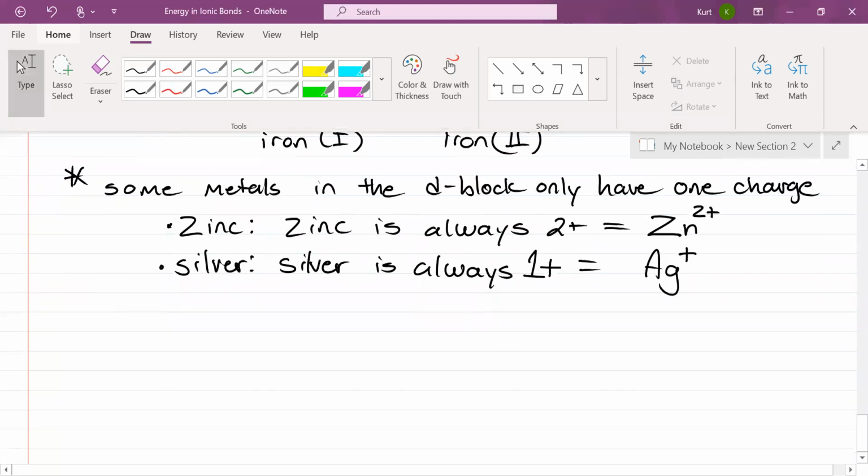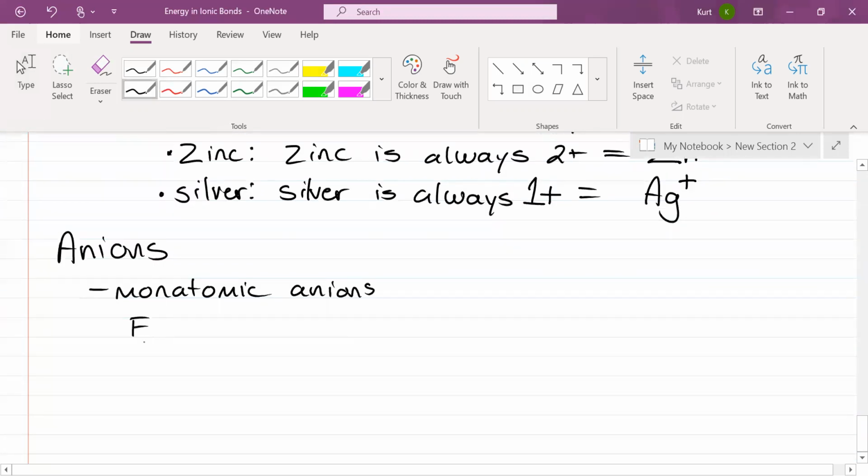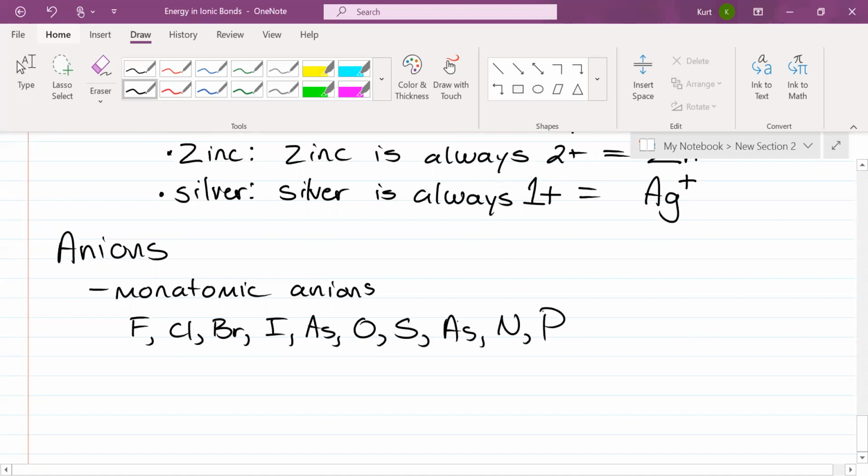Now, when it comes to anions, the monatomic anions. The main ones I'm going to be referring to, I'll list them all here. It's pretty easy. Fluorine, chlorine, bromine, iodine, astatine, oxygen, sulfur, arsenic. What am I leaving out? Nitrogen, phosphorus, selenium. They all end with "ide."